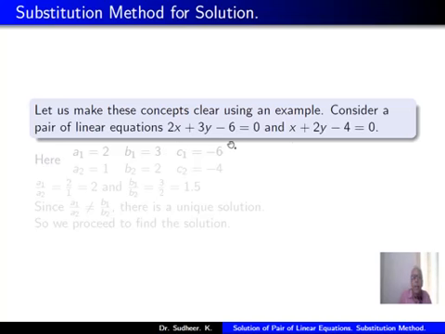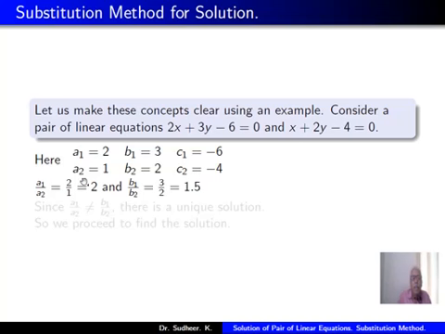Consider a pair of linear equations 2x plus 3y minus 6 equal to 0 and x plus 2y minus 4 equal to 0. Here the coefficients are a1 equal to 2, b1 equal to 3, c1 equal to minus 6, a2 equal to 1, b2 equal to 2, c2 equal to minus 4.